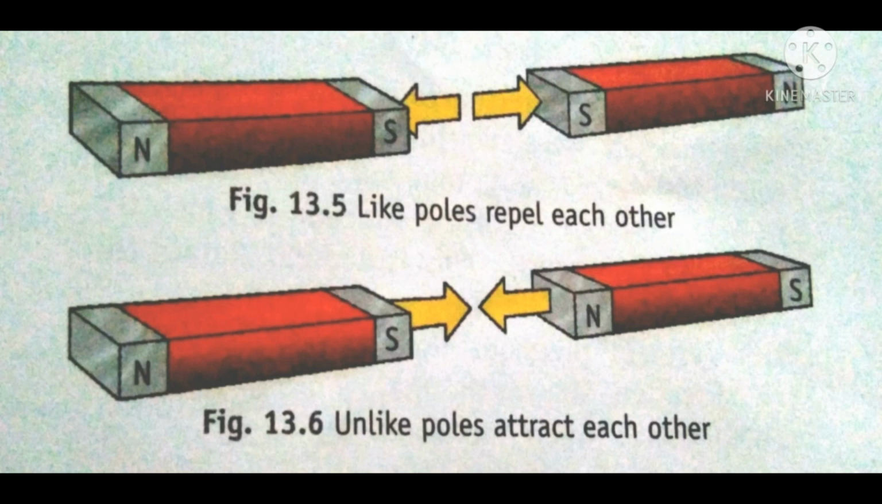And unlike poles always attract each other. Unlike poles means north and south, or south and north. When two magnets are placed together, one magnet's north pole will attract the other magnet's south pole. Poles always exist in pairs. Cutting a magnet in half gives two brand new magnets, each with its own north and south pole. Poles are the area of strongest magnetism in a magnet.